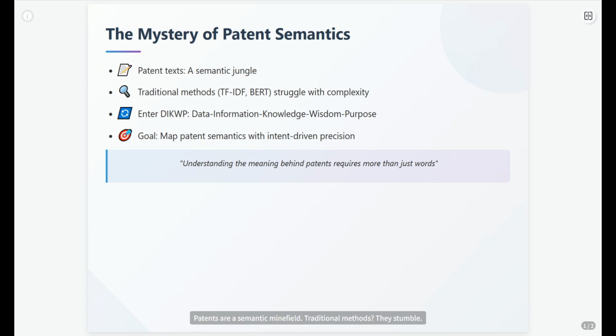Patents are a semantic minefield. Traditional methods stumble. BERT is better, but still blind to the inventor's real why. We need something smarter, something that gets the intent.